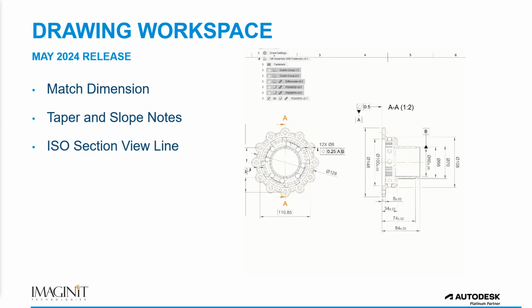Next up, taper and slope notes. So there's a new leader associated with taper and slope notes. It makes it a little easier to figure out what you're grabbing. There's no need for any helper geometry anymore or anything like that. And then ISO section lines are now correct to the ISO spec.